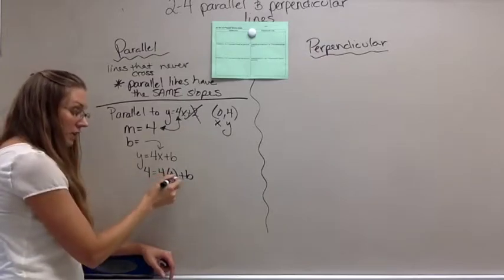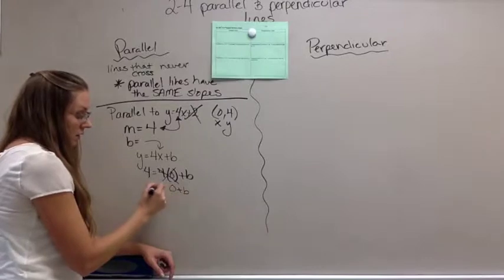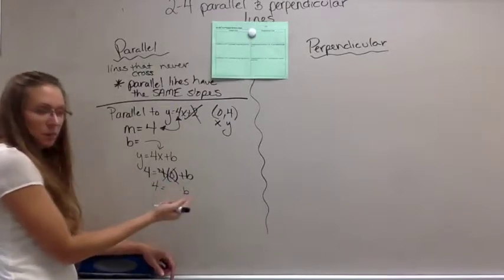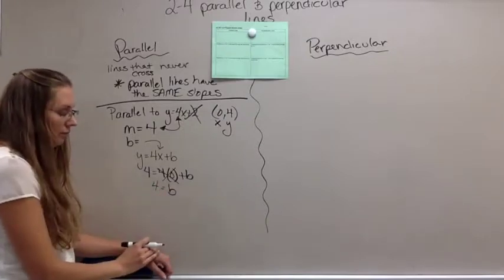I'm going to multiply these. 4 times 0 is 0. So I could subtract 0, or I could just know, well, 0 plus b is b. So what this means is that my b value is 4.